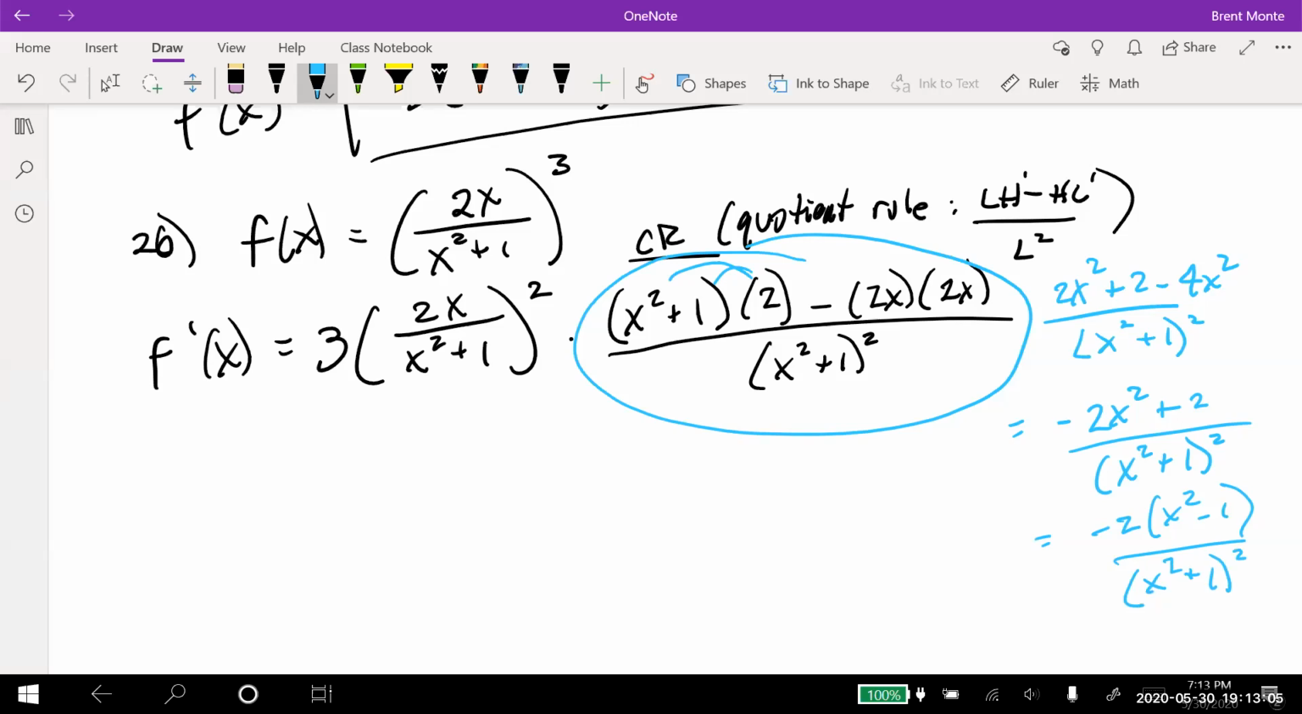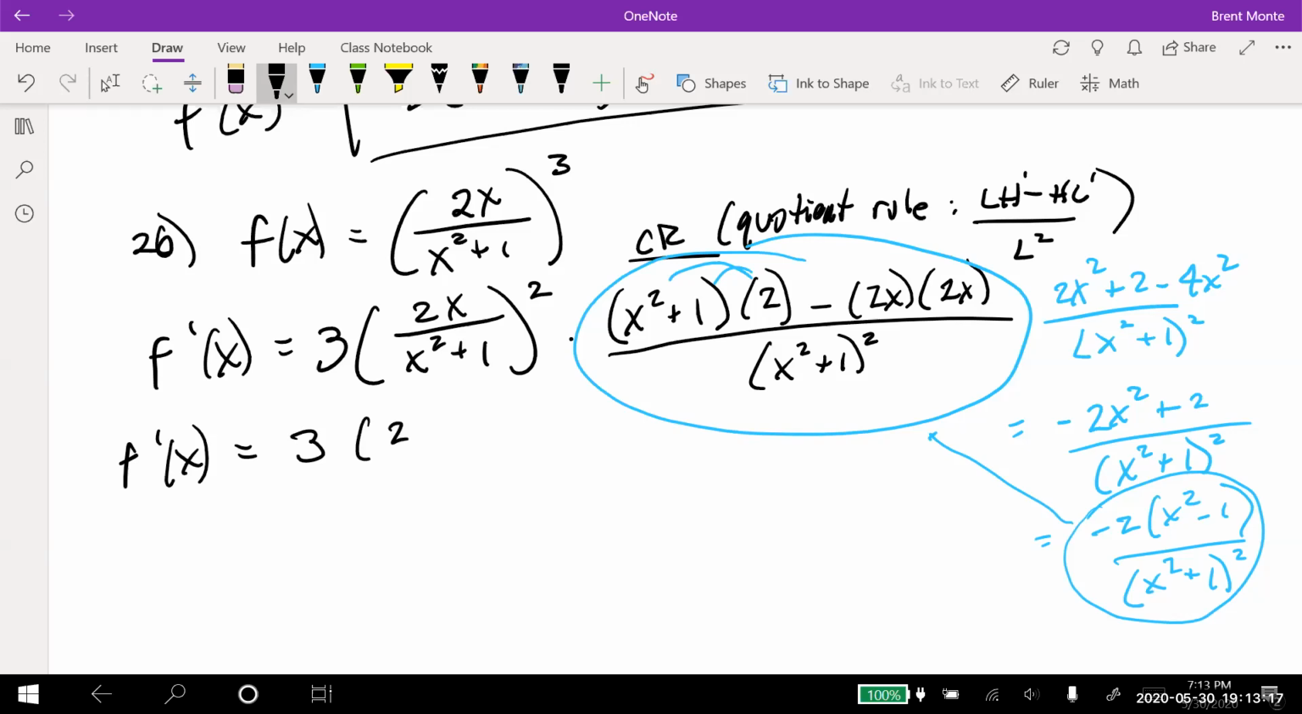Okay, I'm going to replace this. I'm going to put it in where we had that. So my derivative becomes f prime of x, 3, now I'm going to do a little trick here. This squared, I'm going to make it 2x squared over x squared plus 1 squared. I'm going to square the top and square the bottom. You'll see why very shortly, because this is going to become a negative 2 times x squared minus 1 over x squared plus 1 squared.